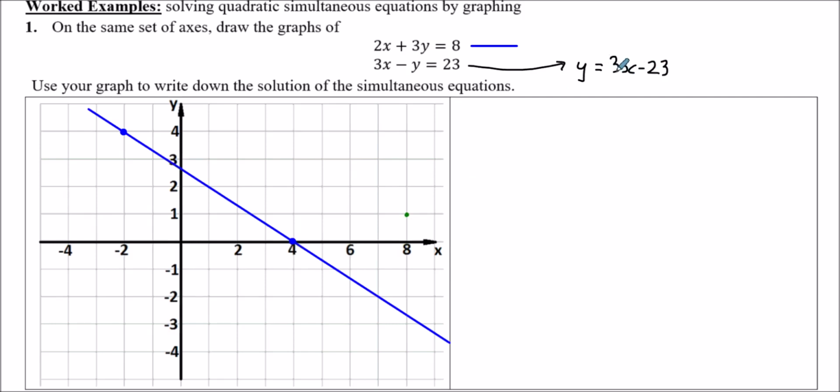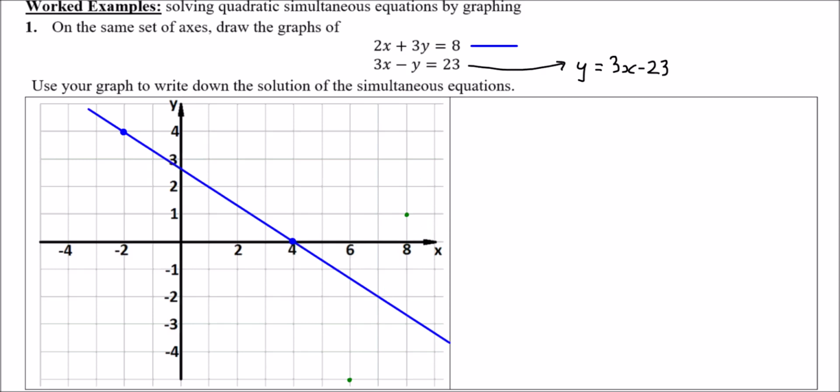If x was 6, 3 times 6 is 18, minus 23 would be minus 5. And so 6 and minus 5 would be a point as well. So we can see already that it's not going to be on this page for long. It's just going to be at the last quarter or so of this graph.